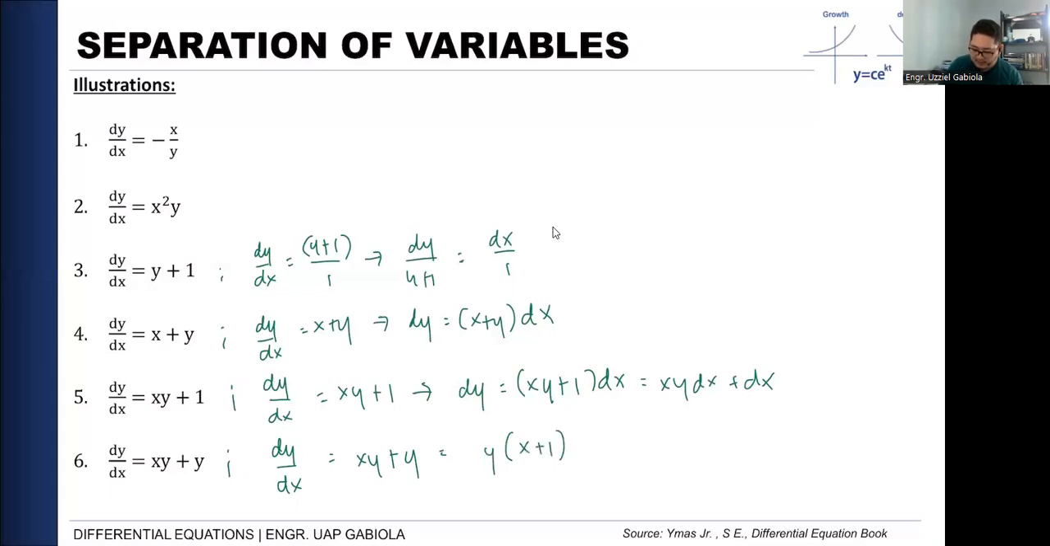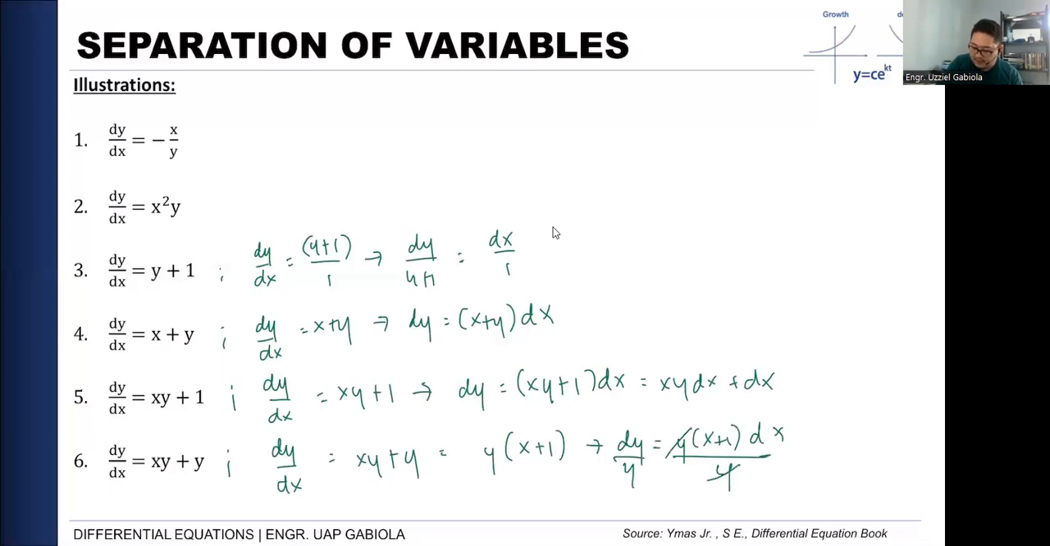So now, we can cross multiply dx. This will now be dy is equal to y(x plus 1) dx. And what's the problem here? In this equation, there is a y, but we can divide by it. When we divide by y, what happens to our function?